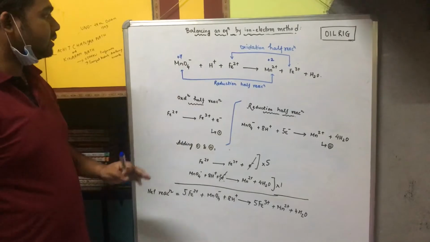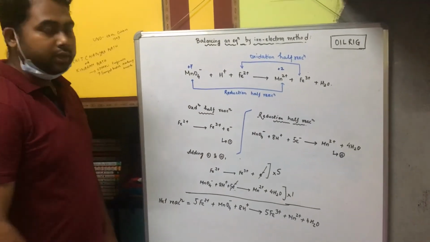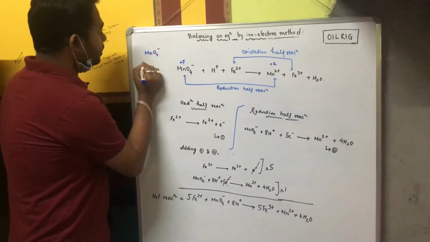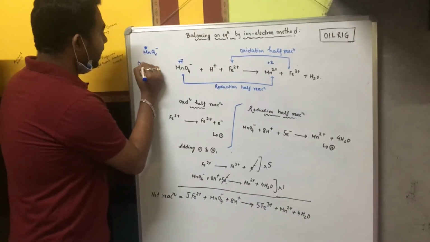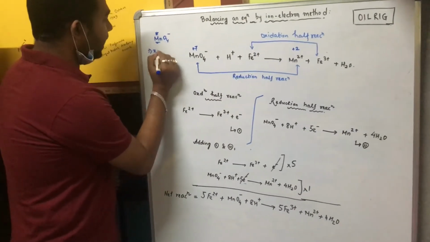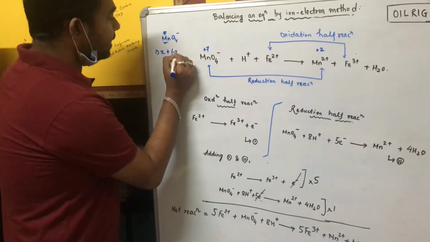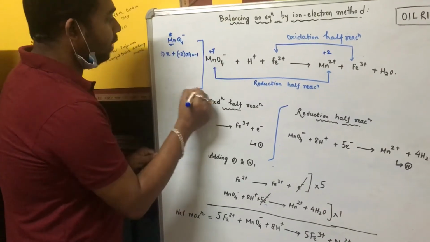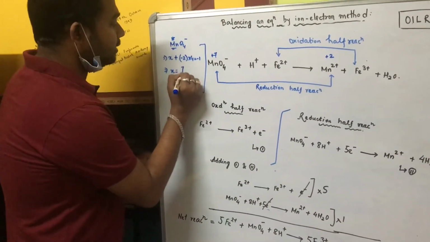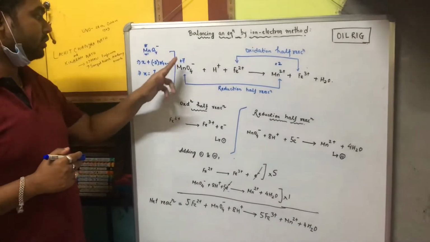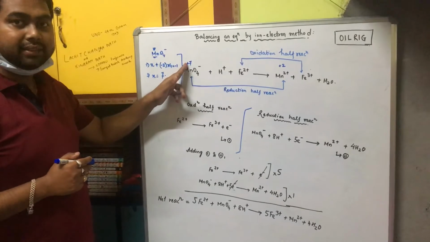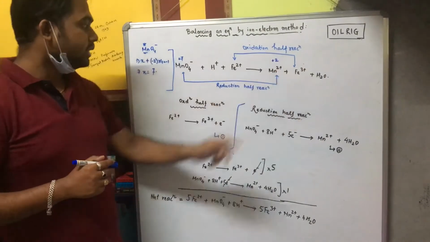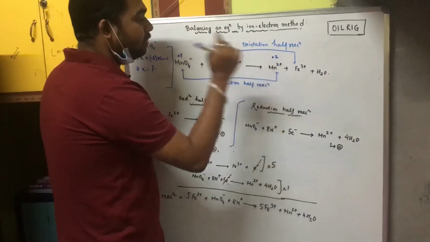Now, basically, first we have to find out the oxidation number. Let's see the oxidation number of Mn in MnO4 minus. Let X be the oxidation number of manganese, so X plus minus 2 into 4 equals minus 1, since the charge is minus 1. So X equals plus 7. The oxidation number of manganese here is plus 7, but on the other side it is plus 2. So from plus 7 it has converted to plus 2.